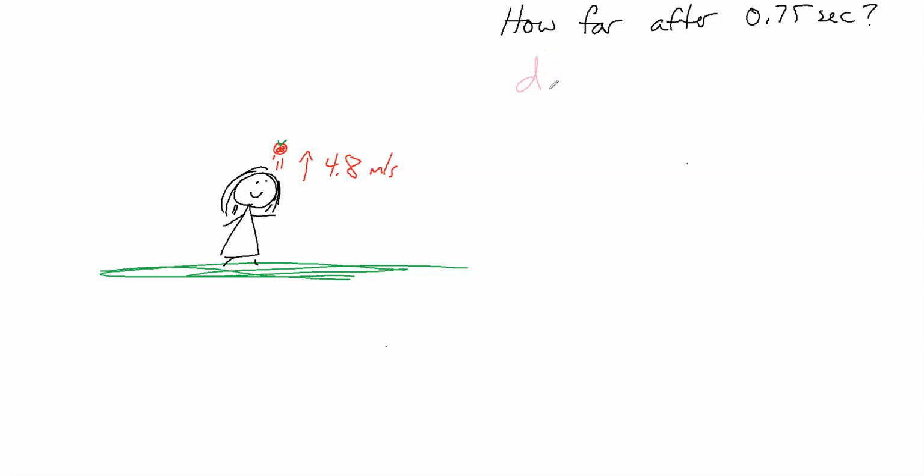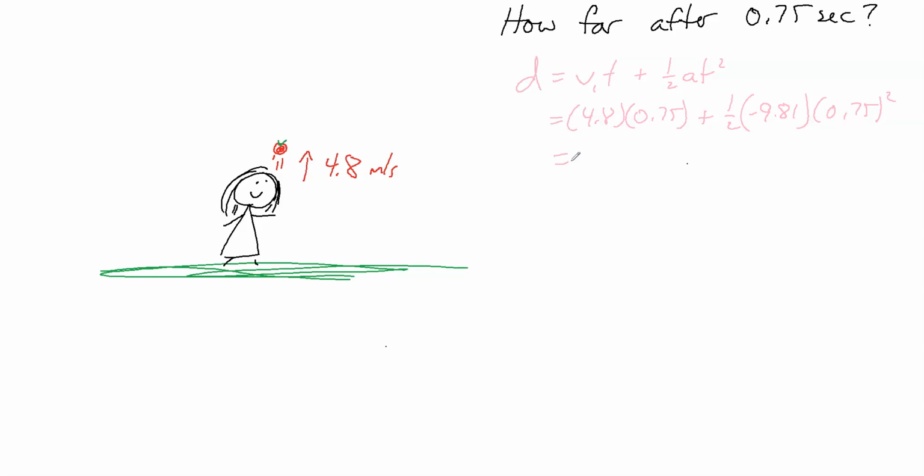D2 is equal to D1 plus V1t plus 1/2 AT squared. D1, I can make that equal to 0. I can choose any reference frame I want, and I'll use her hand as 0. So that's no problem. V1 would be the 4.8, and the time, of course, is 0.75, plus 1/2. Now I've got my acceleration. Remember, gravity is involved again, and gravity is slowing it down. So instead of just putting 9.81, I'm going to put negative 9.81. And then I've got that 0.75 squared in there as well.